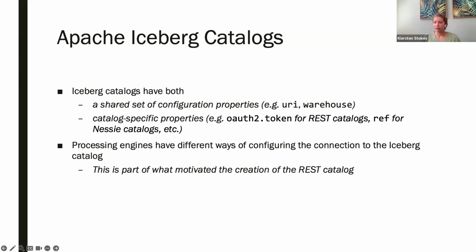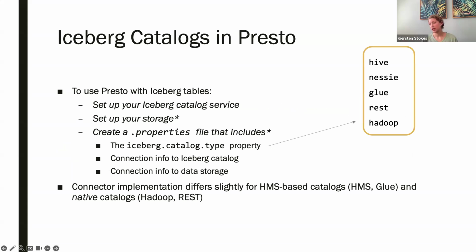So we have various ways of configuring a catalog depending on what catalog you're using, but also, every processing engine has a different way of configuring that connection to the underlying catalog as well. And this is a big part of what actually motivated the Iceberg community to adopt the REST catalog. But I will come back to that part in a bit.